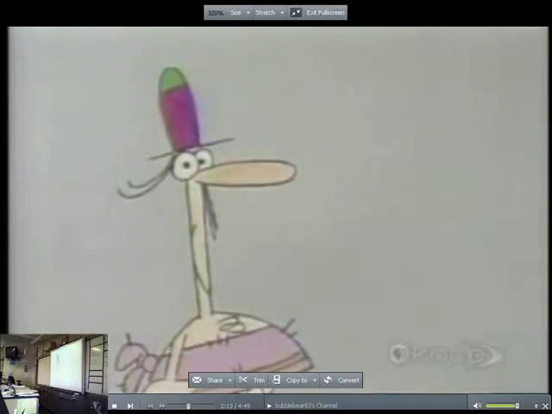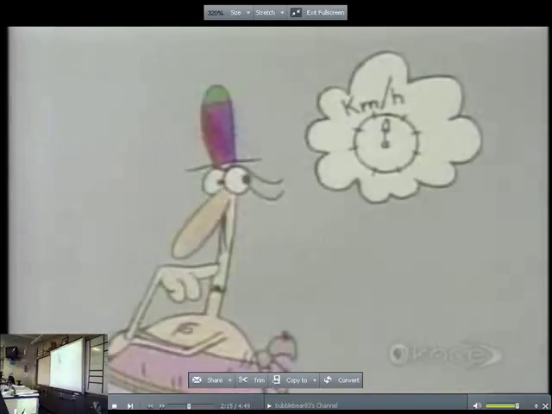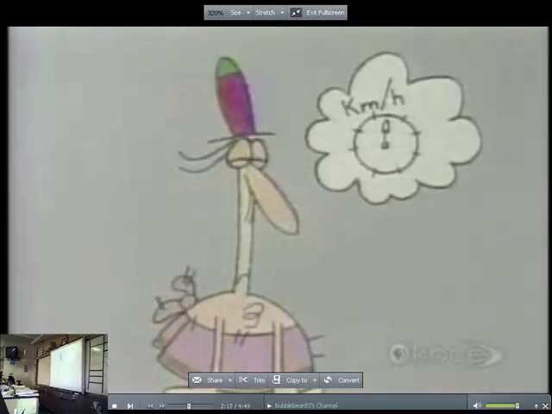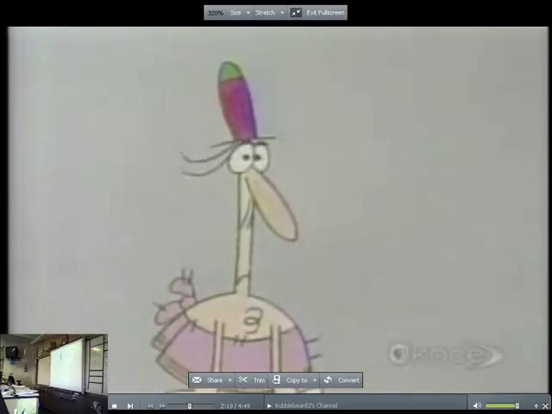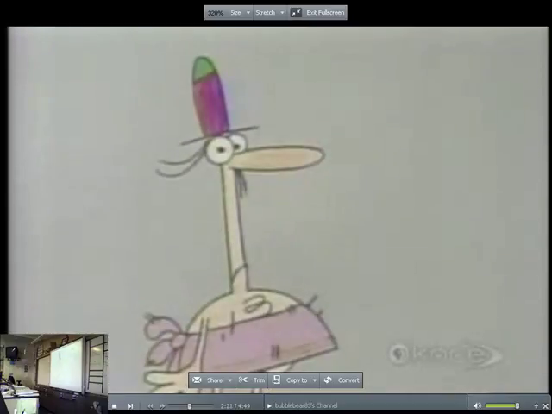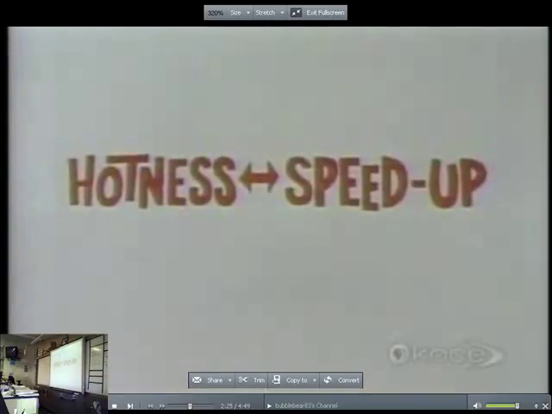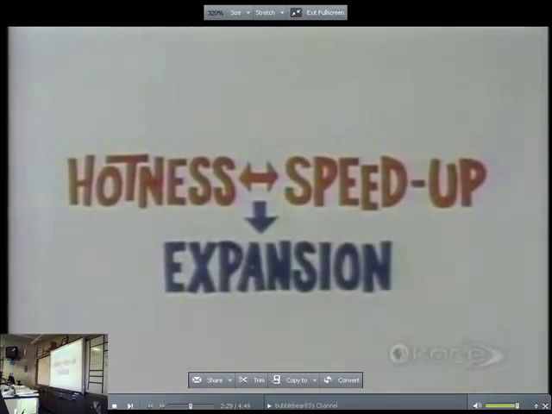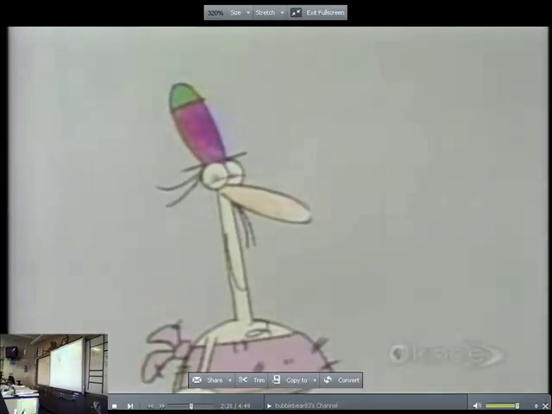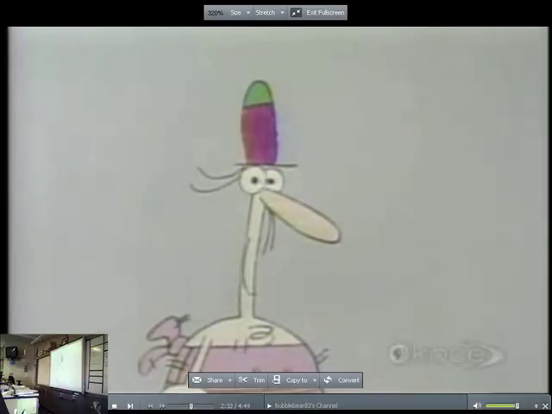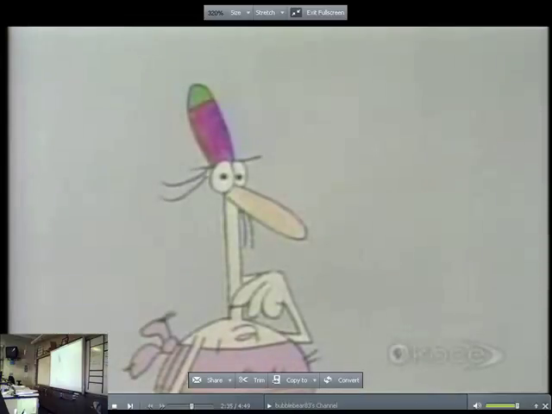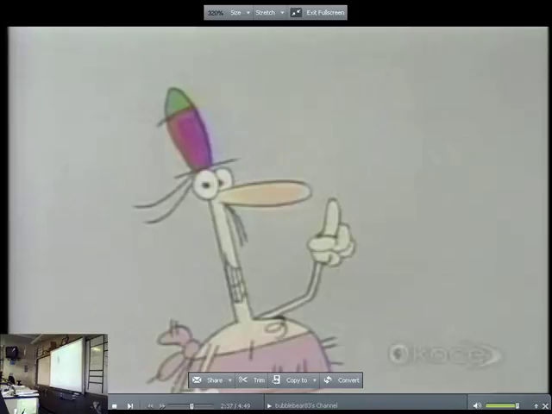But how can we measure their speed? The molecules are so tiny, we can't even see them, let alone clock how fast they're going. Wait a minute. There's something else we know about hotness. It not only causes a speed up of molecules, but this speed up causes matter to expand. So we could measure molecule speed indirectly by measuring the effect of that speed, the expansion itself.